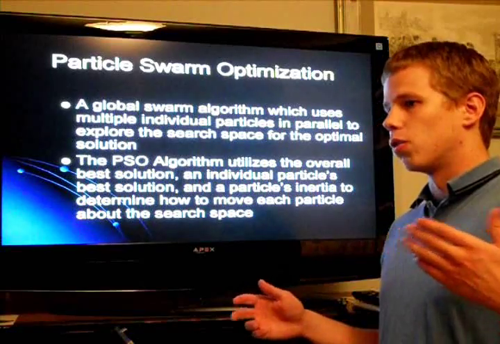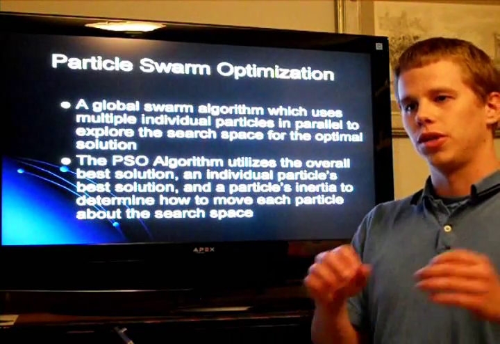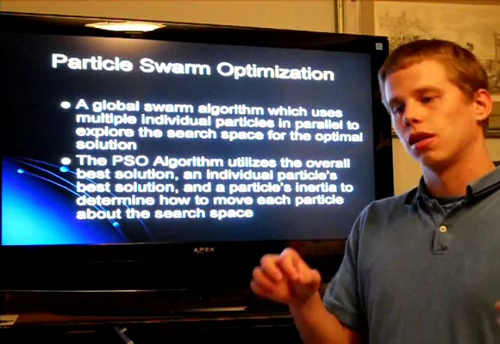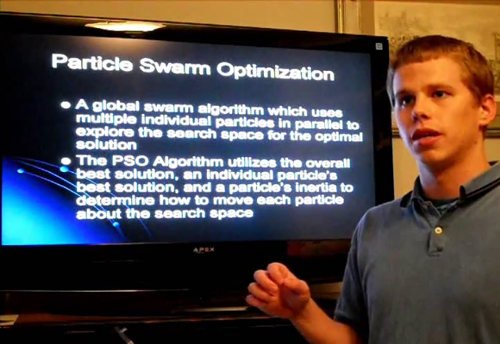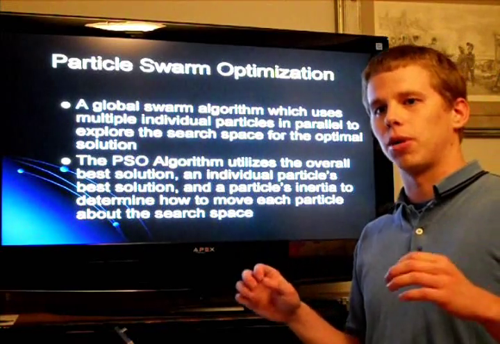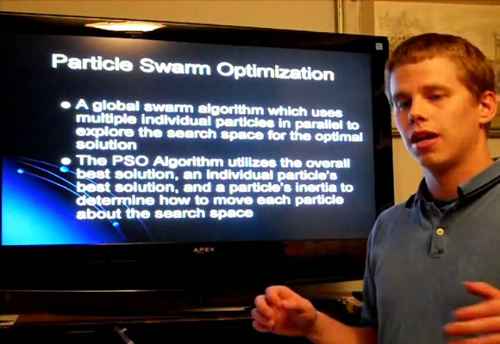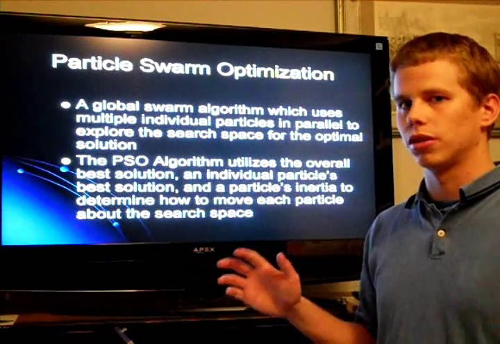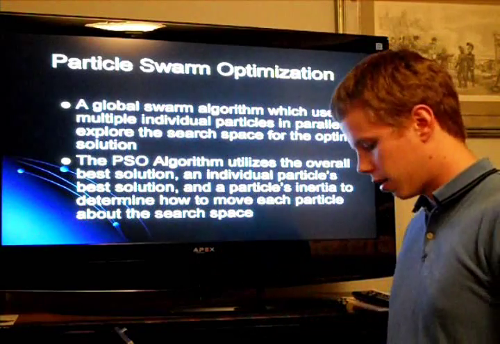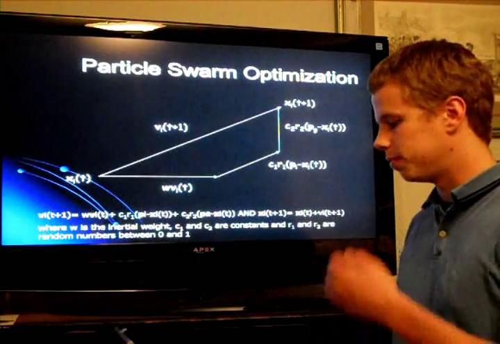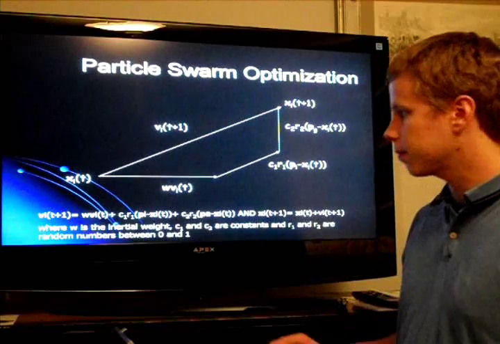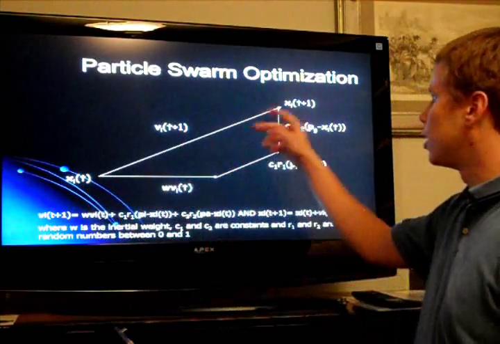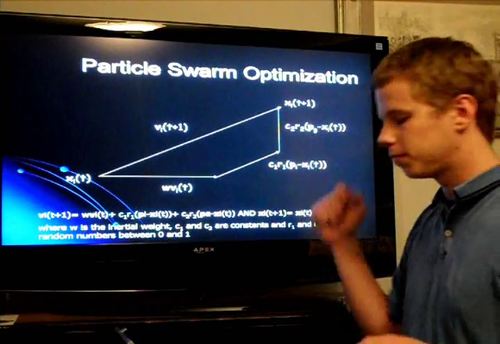What PSO does is it not only uses the momentum of an individual particle, like the direction it's already moving, it also uses information of that particle's previous best solution and of the best solution overall to move these particles around in the search space. This diagram will give you a better representation. Here you can see the initial position of a particle, and up here is its final position.